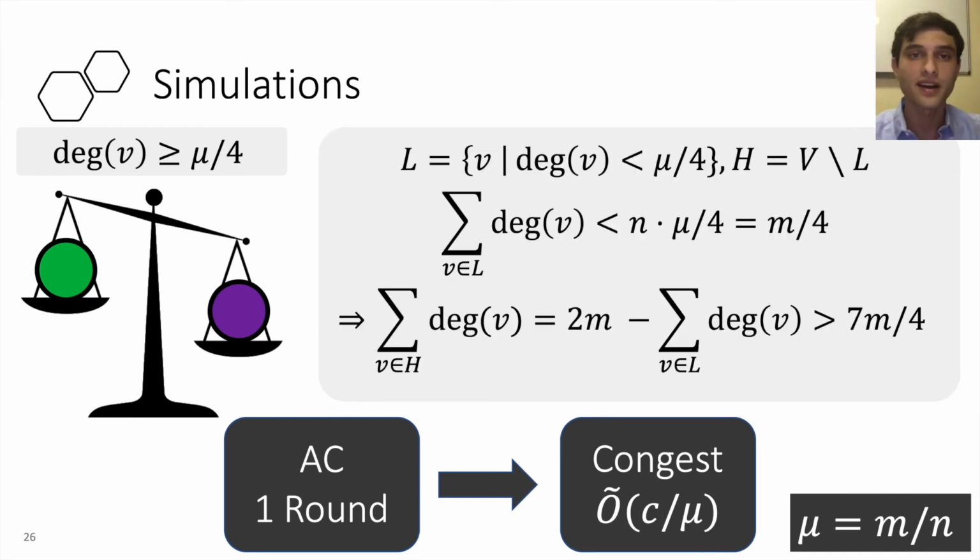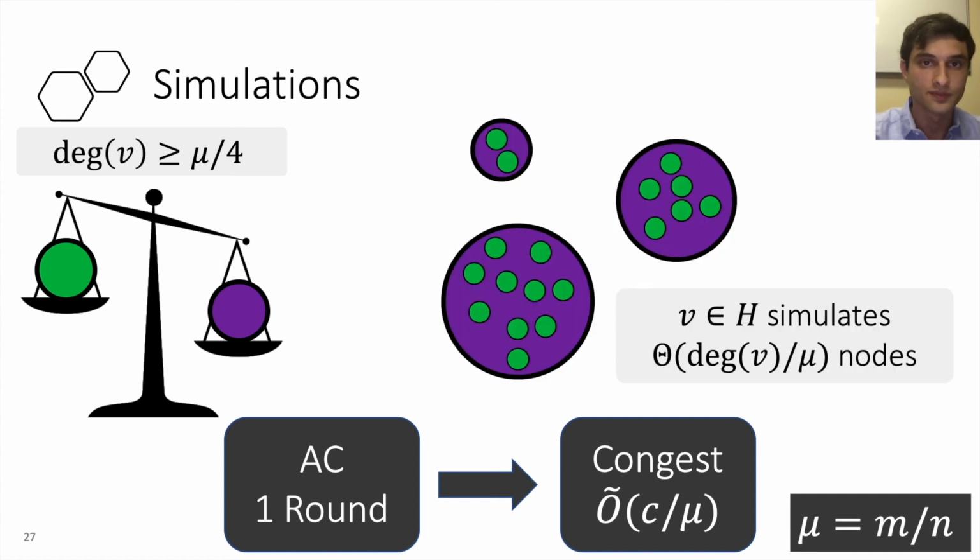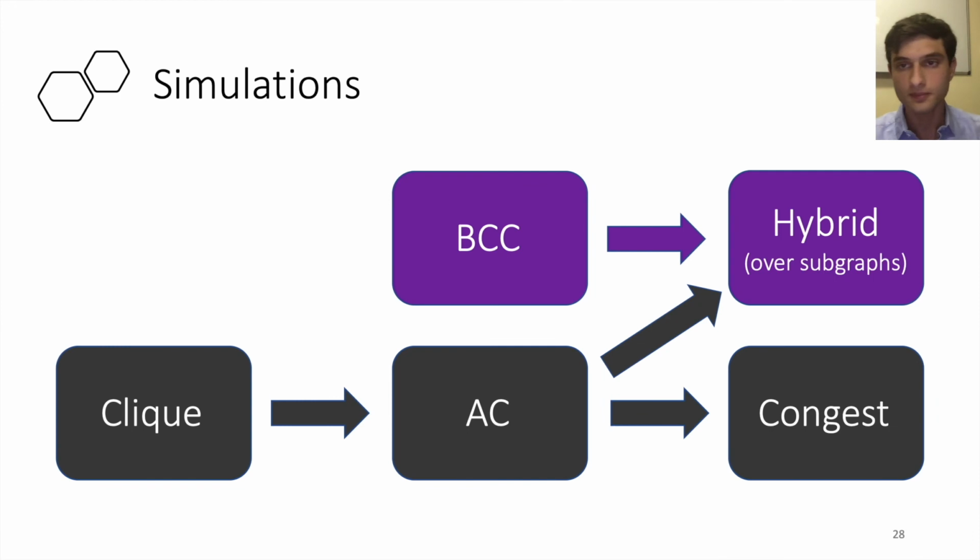We see that if we define the low and high degree nodes like this, then the edges incident to the high degree nodes are at least 7/4 times the number of edges in the graph. This implies that most of the bandwidth of the graph is contained within the high degree nodes, and therefore it's possible to just use them and ignore the low degree nodes. So how do we do this? We have every high degree node simulate many low degree nodes by learning all of their input information, and then we just have the high degree nodes communicate between themselves and finally send back the output to the low degree nodes.